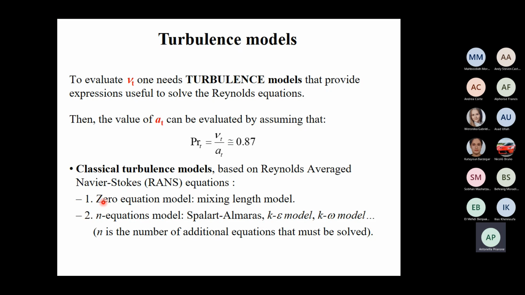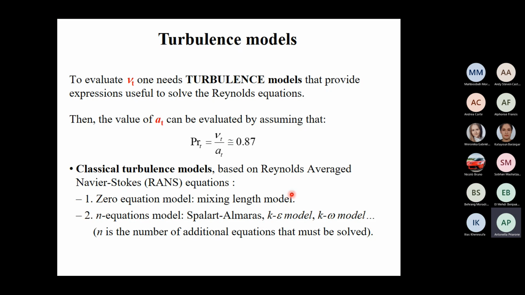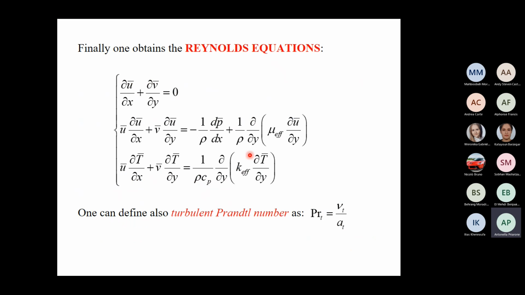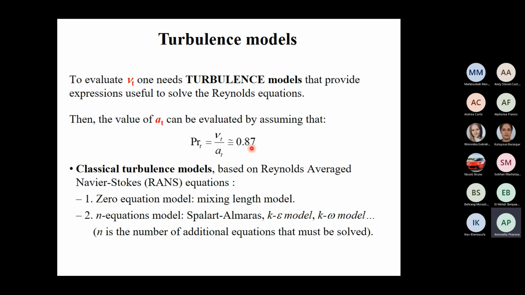We have different approaches. The first one is the mixing length model, the simpler one. The second one is the so-called n-equation models. N means the number of equations that I add to the previous Reynolds equations to help me in the solution. And we have k-epsilon models, k-omega models, and so on. A lot of models that you can find, for example, in CFD software. In turbulence you have a lot of models that you can select to approach the turbulence problem.